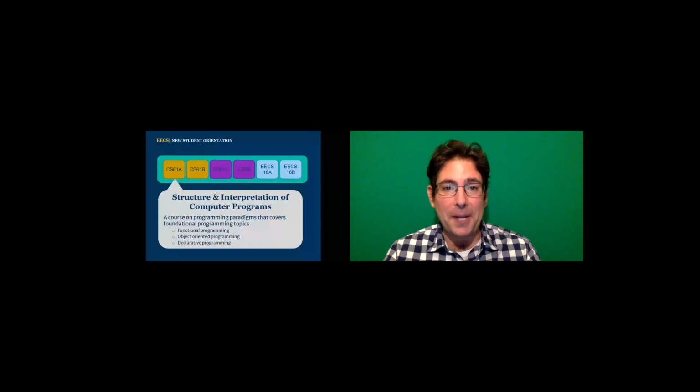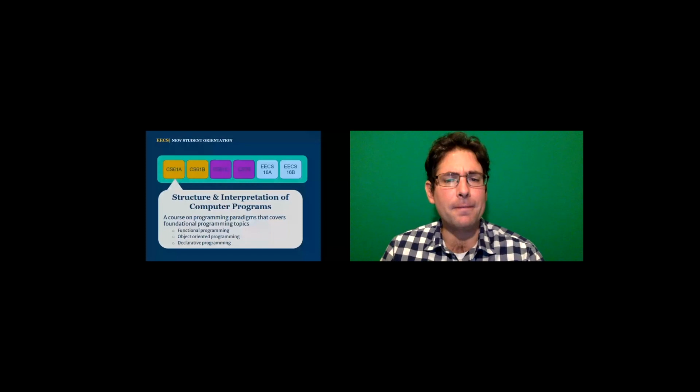And where does it all begin? Well, it begins with CS 61A and EECS 16A. Oftentimes students will take these together. 61A is a course about programming and program structures. A lot of students have programmed before, not all. It's fine if you haven't. It's typical if you have.